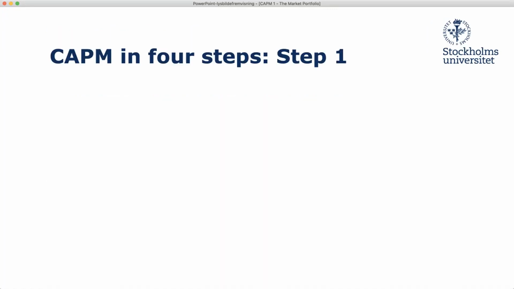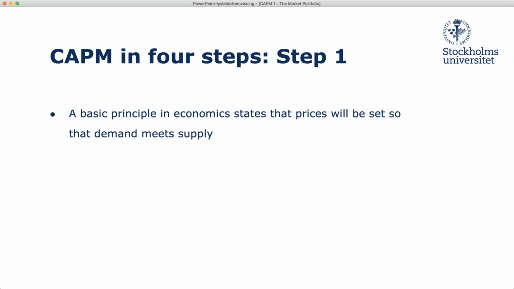We're going to present the main prediction of the CAPM model in four simple steps. It is quite likely that you have come across a basic principle in economics that says that in equilibrium, prices should be set in such a way that demand meets supply. CAPM has as the departure point the assumption that our investment universe is in equilibrium, and thus the prices of our financial assets are set so that their aggregated demand equals their aggregated supply.